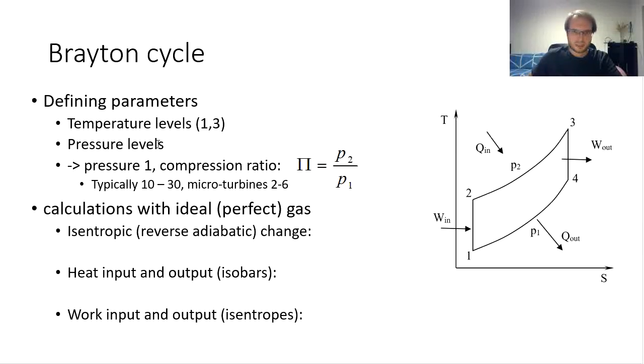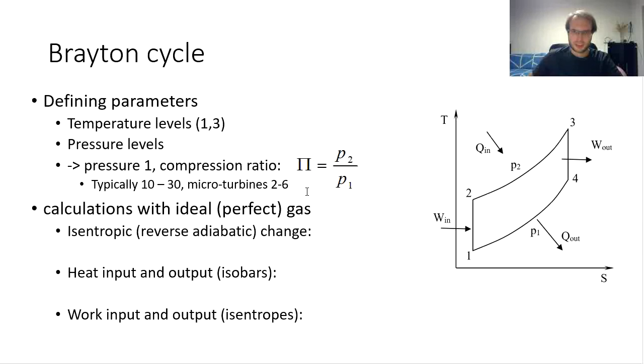Then the second defining parameter are the pressure levels, where typically we have the pressure P1 and also pressure P4 given by the atmospheric air, so that's fixed. And then we have the high pressure in the cycle. Since the low pressure is fixed, it's quite comfortable to define the pressure at point 2, the pressure of the heat addition, by the so-called compression ratio, which is the ratio of the pressure P2 over pressure P1.